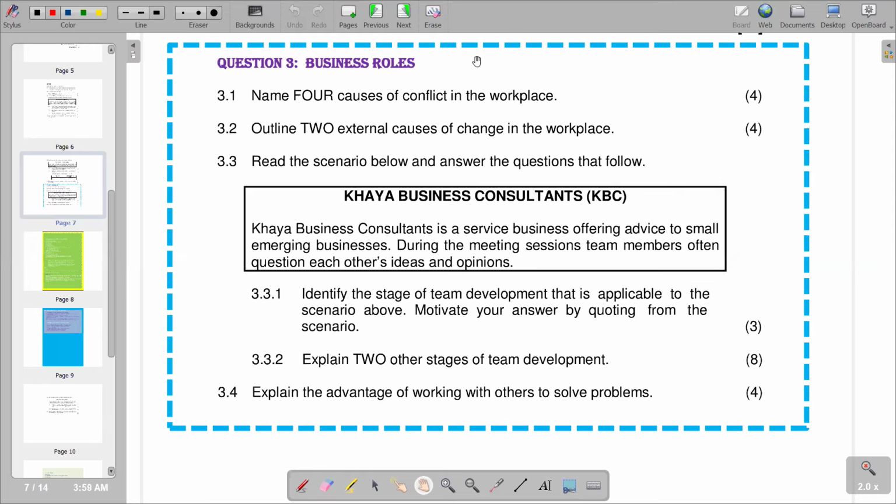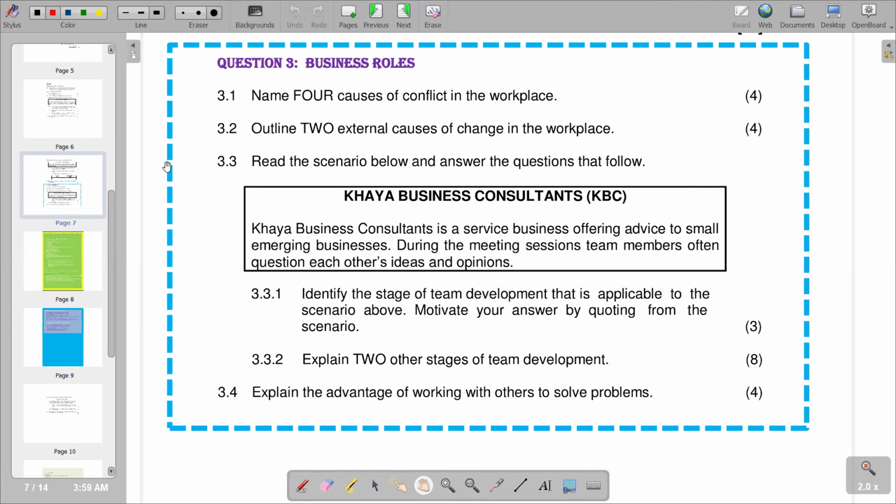So today we have a question paper that we want to look at, on the topic of business roles. And we are going to look at question 3 of that question paper. We are starting from 3.1 and we are going to end on 3.4.